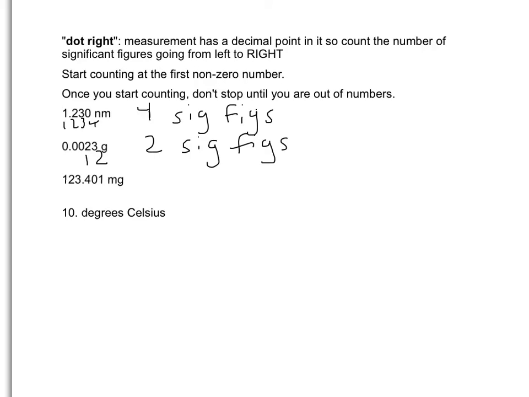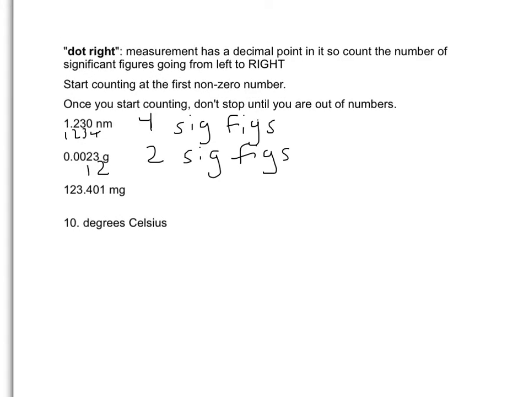In 123.401, we have a decimal point. We're going to start on the left, work our way to the right. The first number is a non-zero number. This measurement has 6 significant figures.